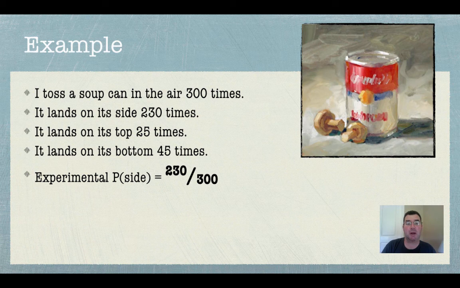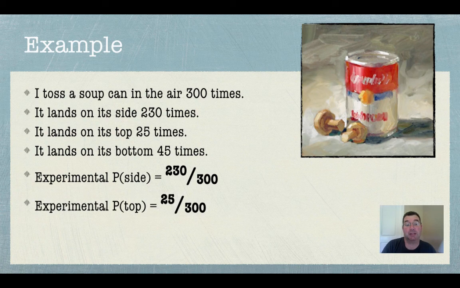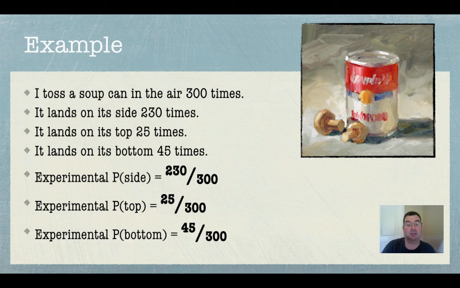So the experimental probability that this can ends up on its side is 230 out of 300. The experimental probability that it lands on the top is going to be 25 out of 300, and then the experimental probability that it lands on the bottom is going to be 45 out of 300. So the number of times that each event occurred out of the total number of trials that I had.